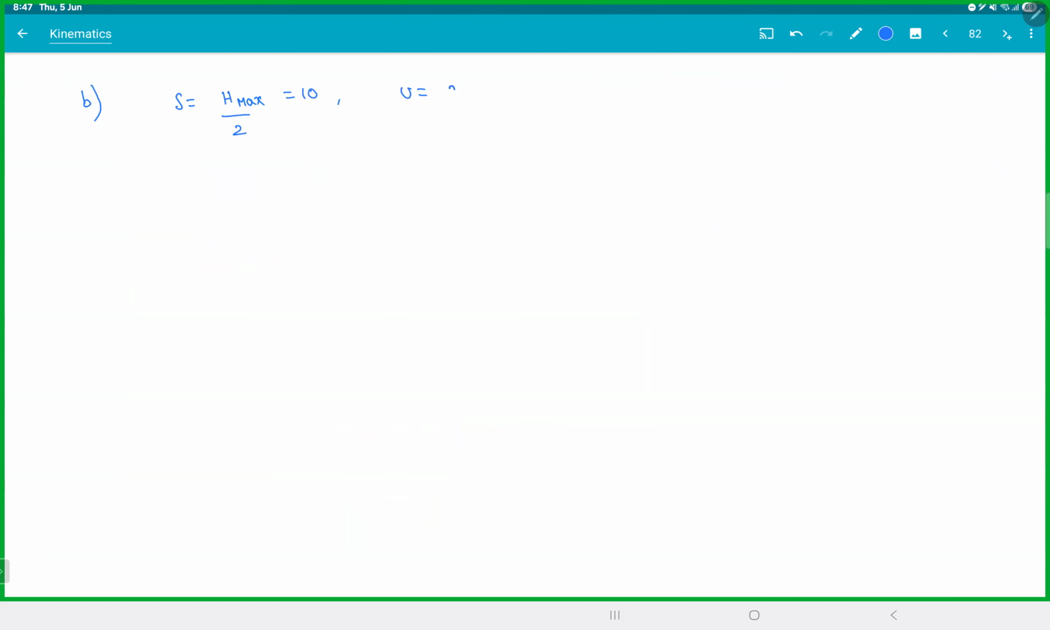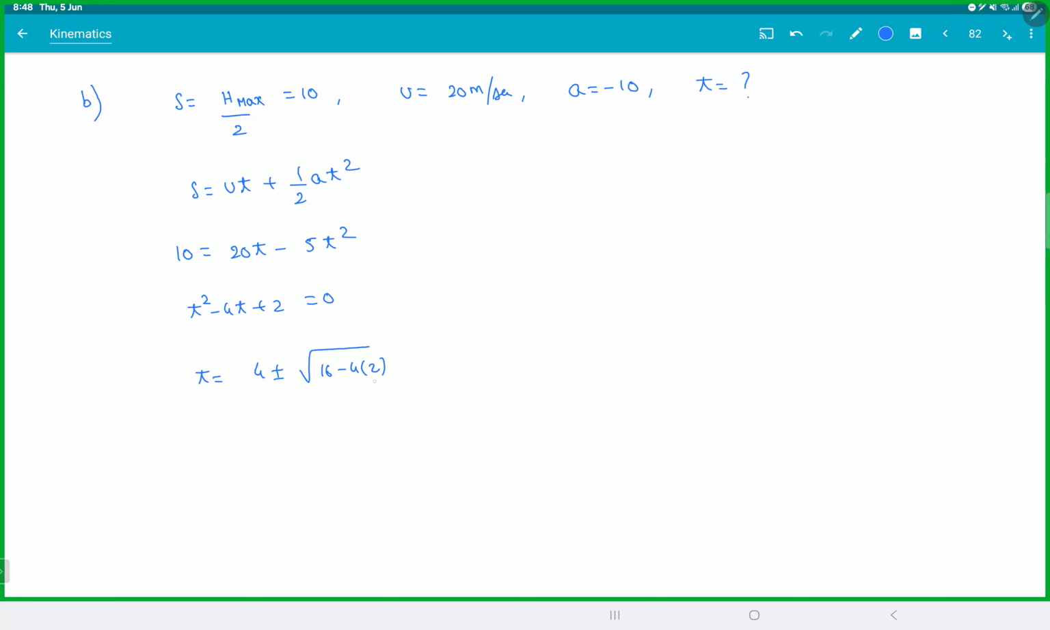Your speed was 20 meters per second. Acceleration was minus 10, and you want to find time. So there you can clearly see the equation is S is ut plus half at square. Substitute 10, 20, t minus 5t square. This will be t square minus 4t plus 2. Solve this, we'll get t is equal to 4 plus or minus root over 16 minus 4 into 2 by 2. That will be 2 plus or minus 2.